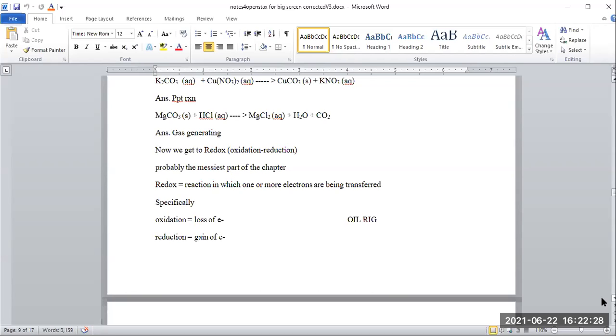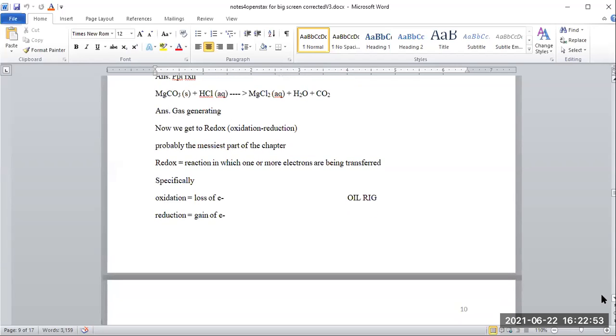And it's all about the electrons. They are the currency of this kind of reaction. You are losing and gaining, or transferring in order to make these kind of reactions happen.